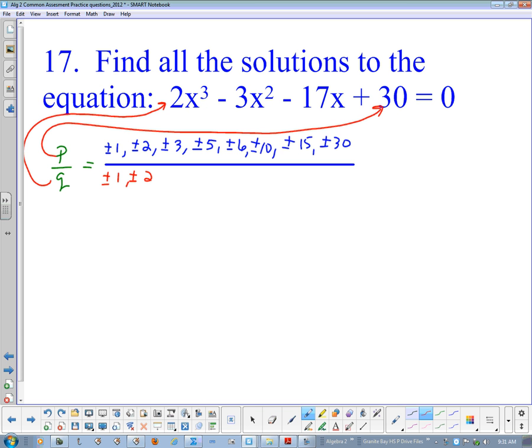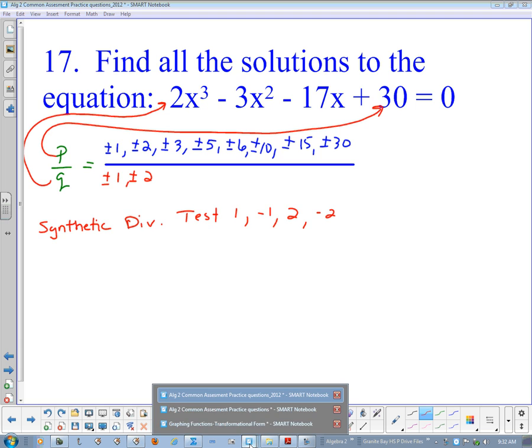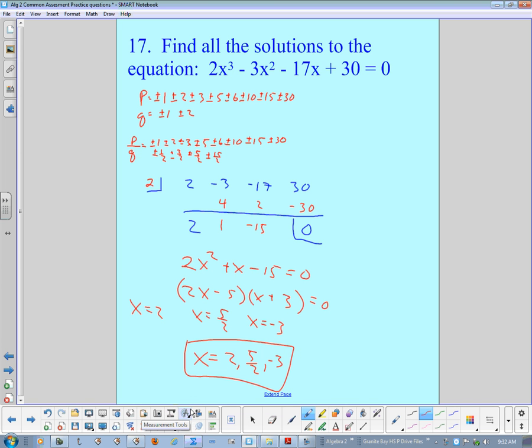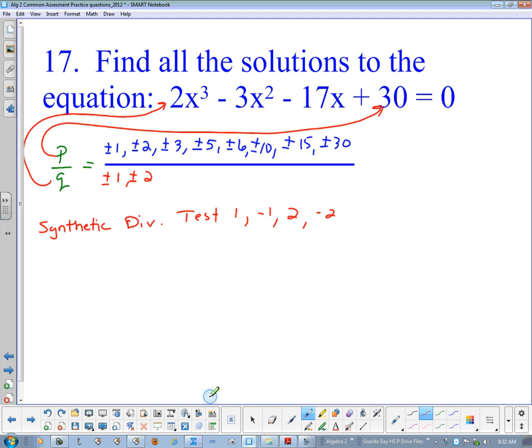All right, now you're going to go ahead and you're going to use synthetic division. And you're probably going to go through and you're going to test. You're going to test probably a 1, maybe a negative 1, then maybe move into the 2s, test a 2, test a negative 2. That's the order in which I would test them. Okay? Now, did you see which one was going to work here? Take a look. Which one will work? So you don't have to waste time. A 2 will work.